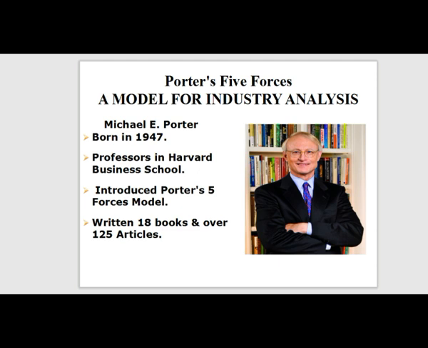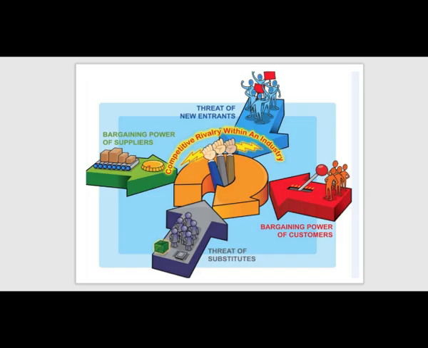These are the 5 industrial forces. Let's take each one of them. The first one is threat of new entrants, that is, if new competition arrives in the industry. Bargaining power of the customers, threat of substitutes, bargaining power of the suppliers, and competitive rivalry within the industry. Before going deeper into these forces, let's look at why these forces are important.